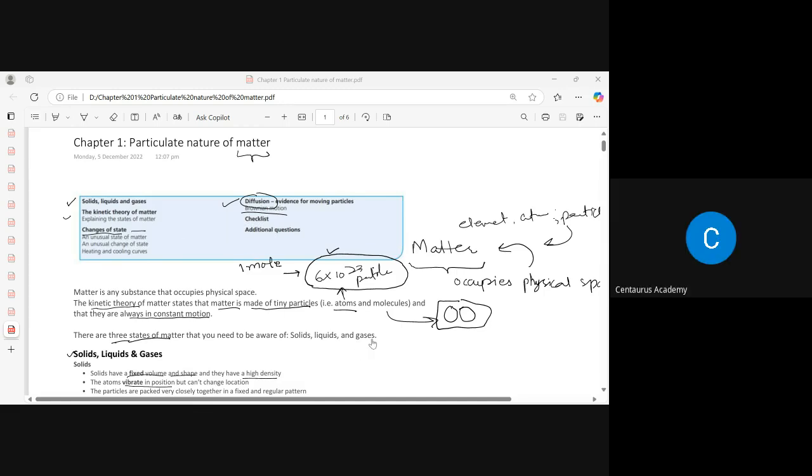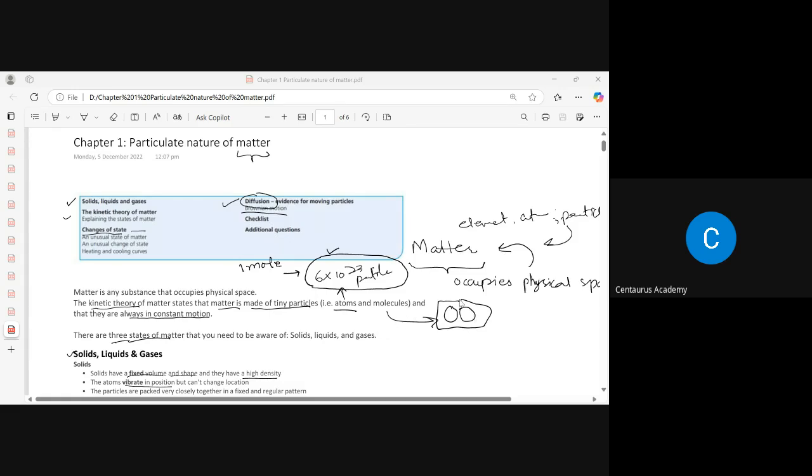The first chapter is your particulate nature of matter, or you can also say the states of matter. Here we're going to look into the kinetic theory of matter, the changes of state, the heating and cooling curves, diffusion and the Brownian motion. Okay. So let's start off.